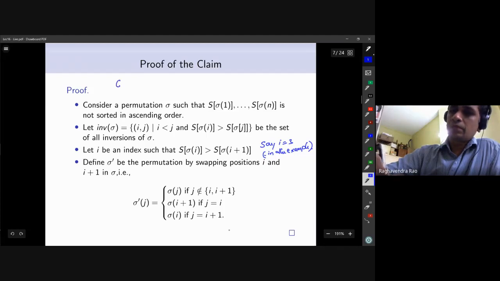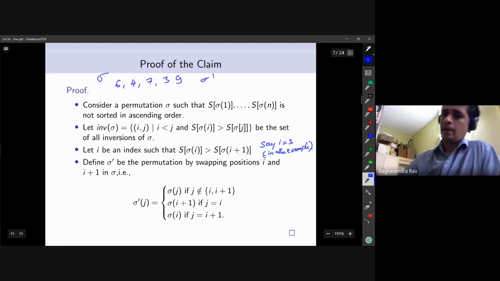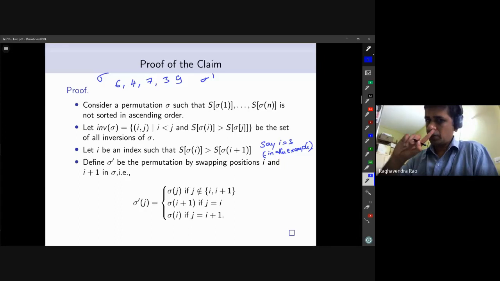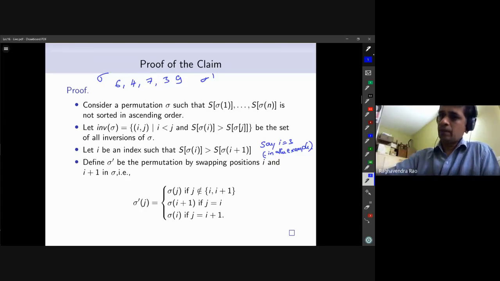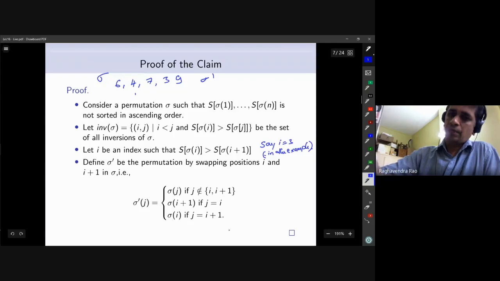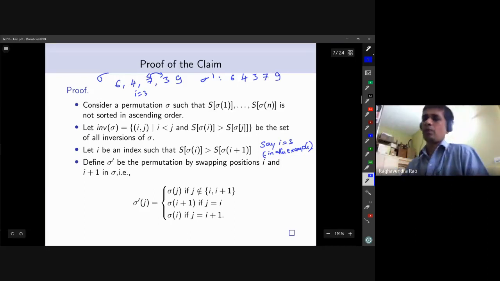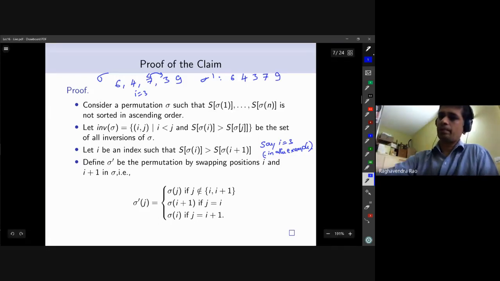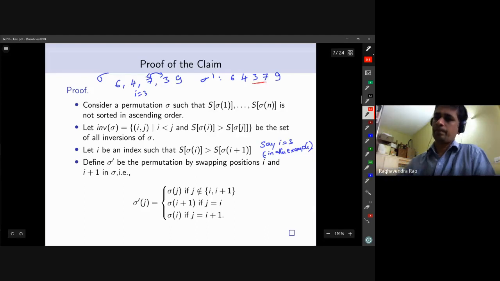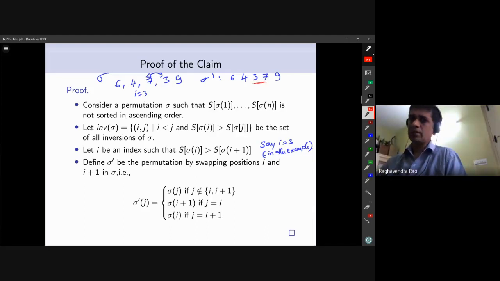So 6, 4, 7, 3, 9. This is sigma. Now what is sigma prime? I said the position was 3, 4, right? So I is 3. If I swap these two, what do I get? Sigma prime will correspond to 6, 4, 3, 7, 9. So this is the swapping. Is it clear what sigma prime is?